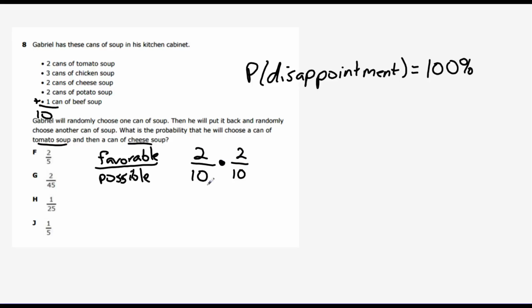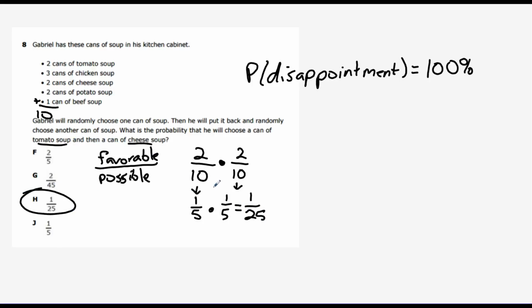So we could either multiply now and then simplify, or we can simplify first. I'm always going to go with that method. So 2/10, I can divide both those by 2. So this becomes 1 out of 5 times, well, this is the same exact number, so it simplifies to the same thing, to 1 out of 5. And then 1 times 1 is 1. 5 times 5 is 25. So what's the chance of him picking tomato, putting it back, then getting cheese?